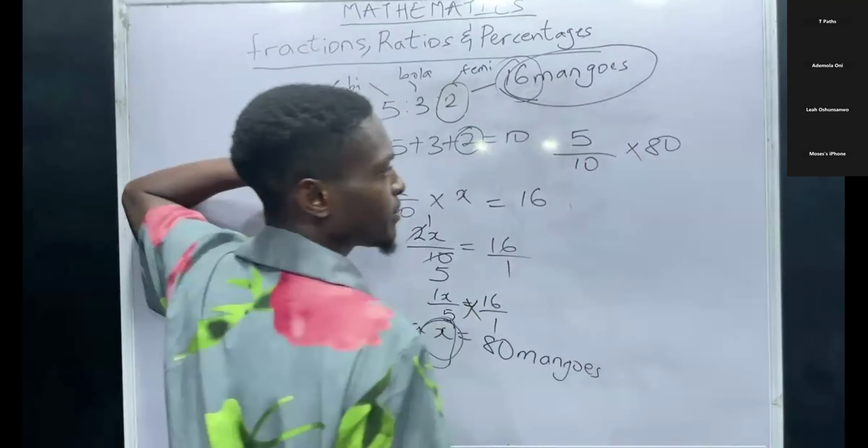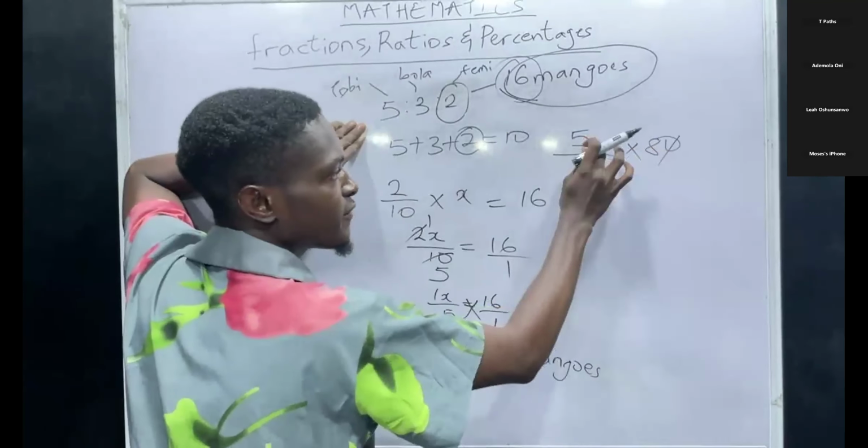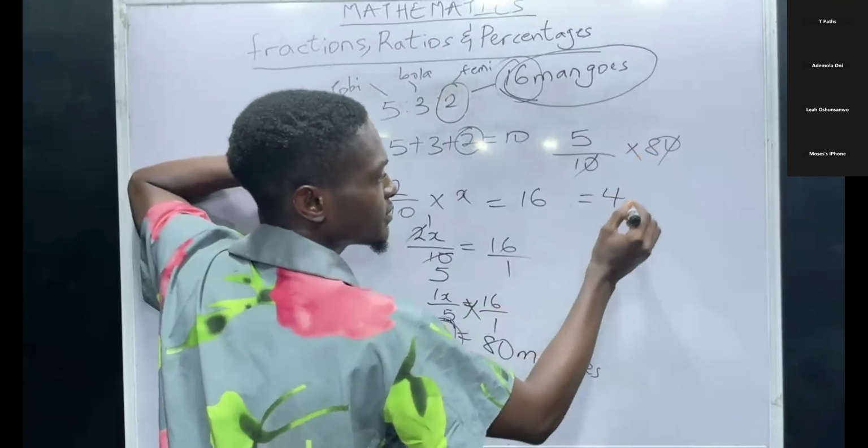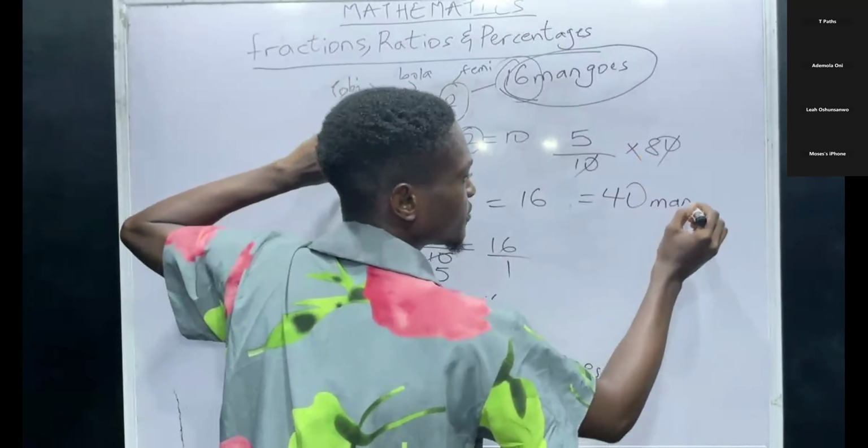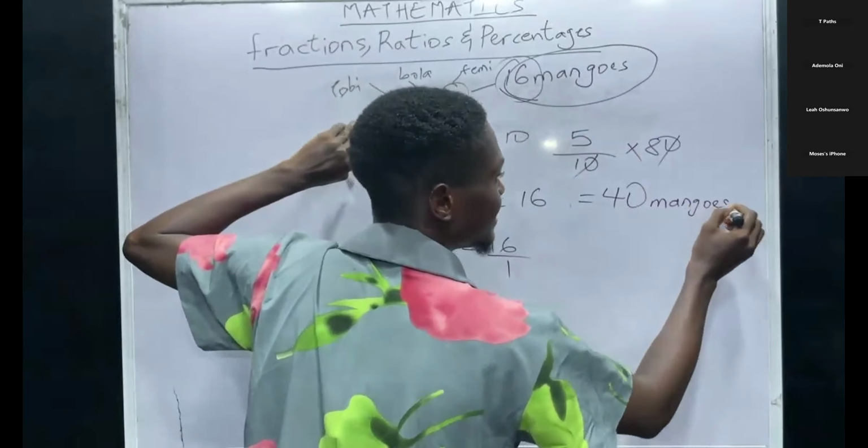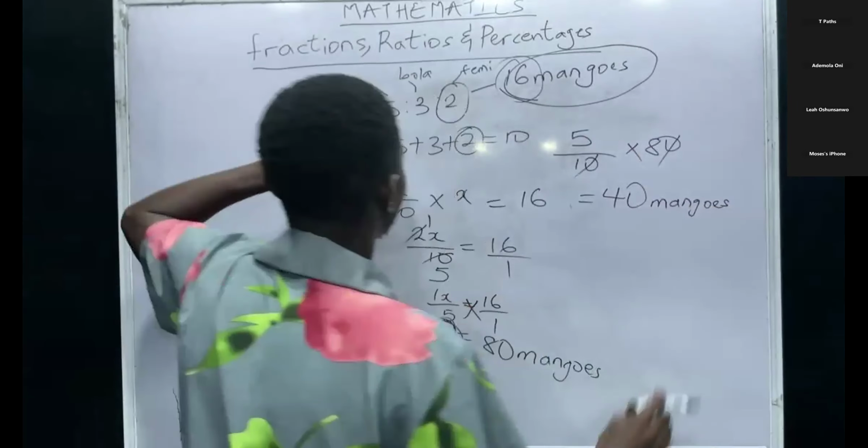Multiplying this, 0 is cancelling 0 here. 5 multiplied by 8 is equals to 40. So what do I have here? I have 40 mangoes. So that simply says the person that has the highest share is taking 40 mangoes.